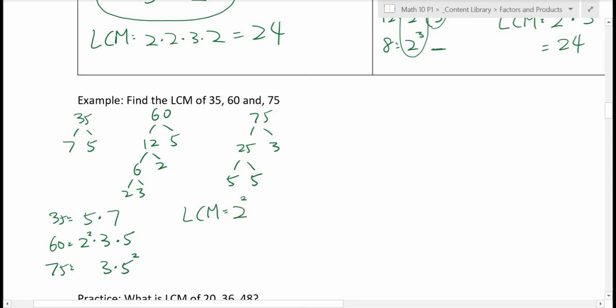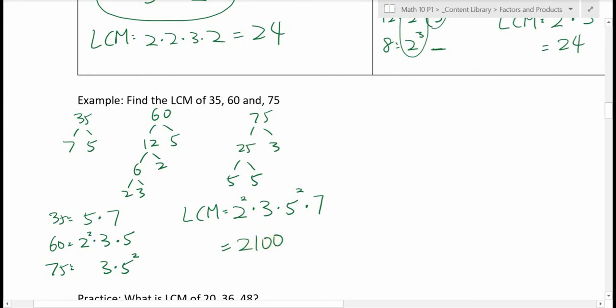Now you can see out of these factors, you have the 2's, and then you have 3, 1 in each, so the biggest exponent is just 1. You have 5 in each one of them, but the biggest exponent is a 2, so it's going to be 5 squared, and there's a 7. Okay, and now we just need to multiply this out, and I believe this is going to be 2100.